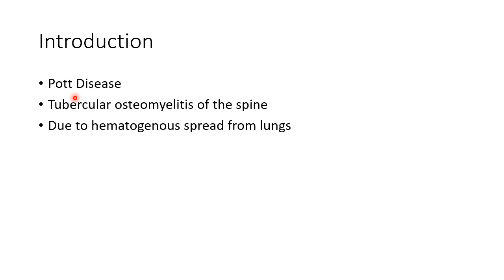In this video we are going to see about tuberculosis of spine. TB spine is also known as Pott disease. It is basically tubercular osteomyelitis of the spine. TB spine occurs due to hematogenous spread of mycobacterium from the lungs.